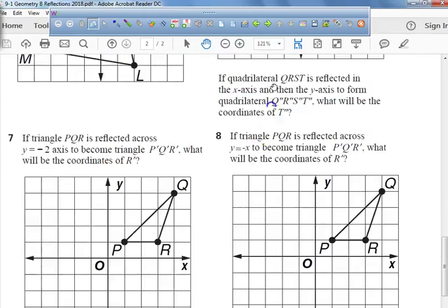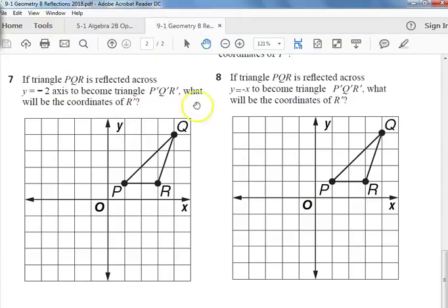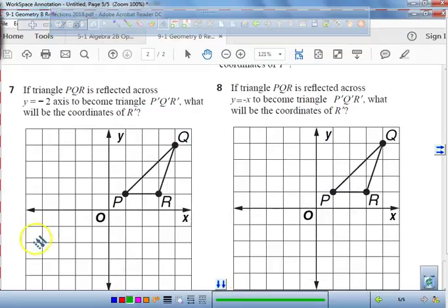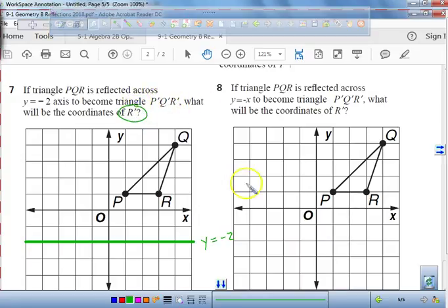Okay. Number 7, it says, if triangle PQR is reflected across y equals -2. So where is y equals -2? It's right there. I'm going to draw that in. Right now I'm drawing in y equals -2. It says to become P prime, Q prime, and R prime, what will the coordinates of R prime be?